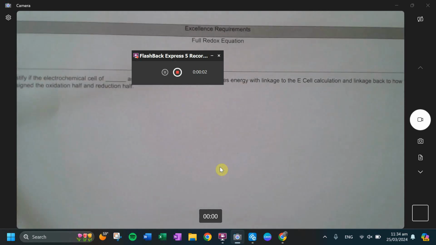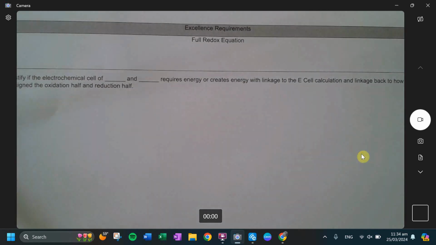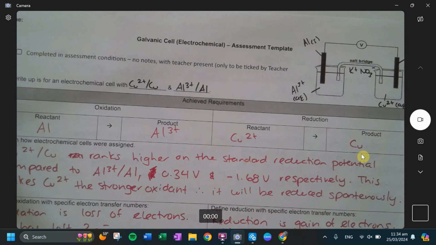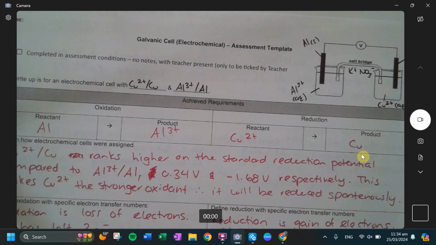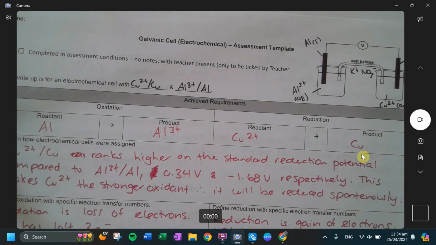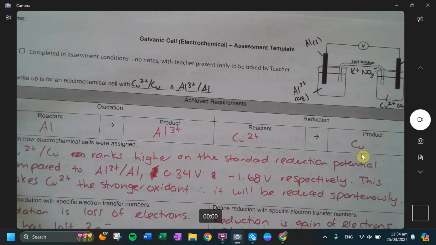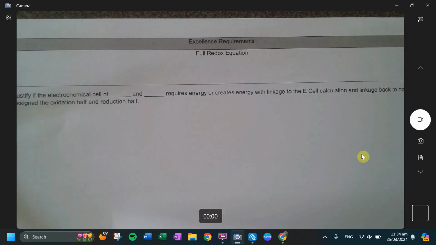All right, level 3 chem. I want you guys to grab the notes from, I think it was a week ago now, on the galvanic cells, because I will be referencing this as I'm just finishing up this question and showing you what the excellence criteria is for this.